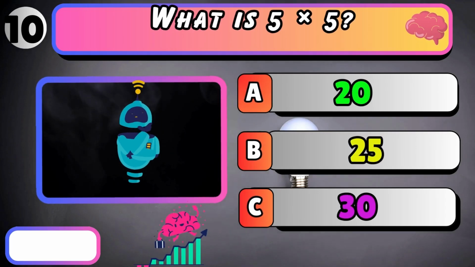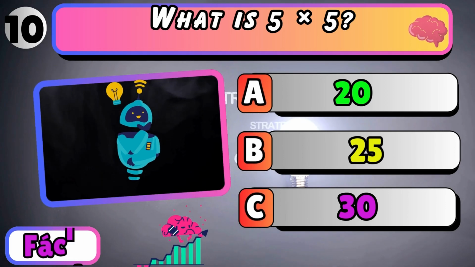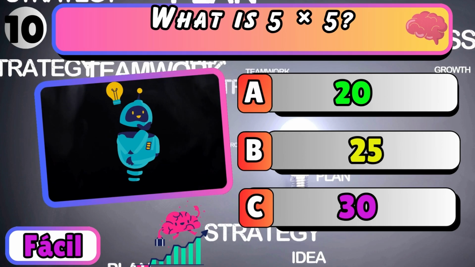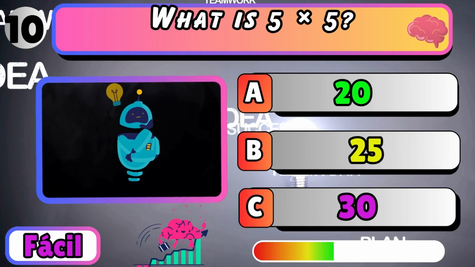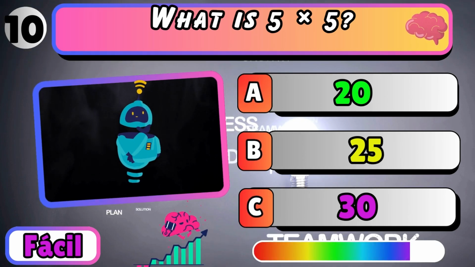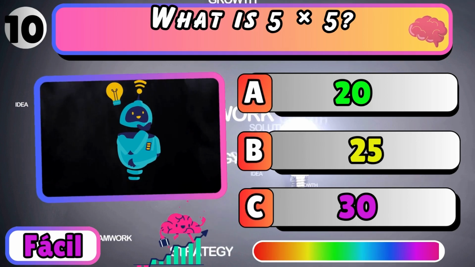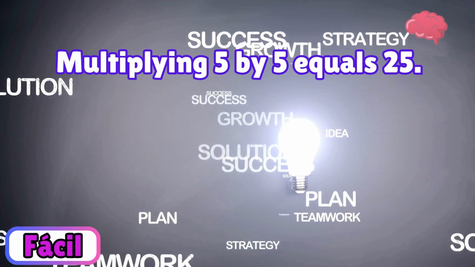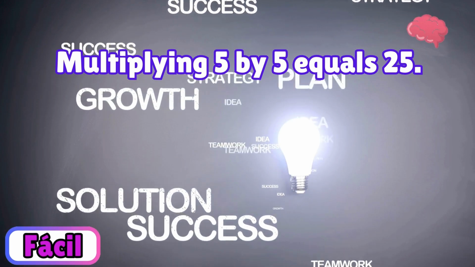What is 5 times 5? 20, 25, or 30? 25. Multiplying 5 by 5 equals 25.